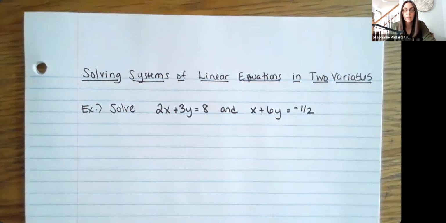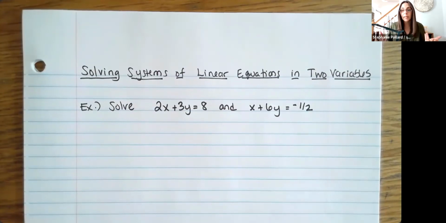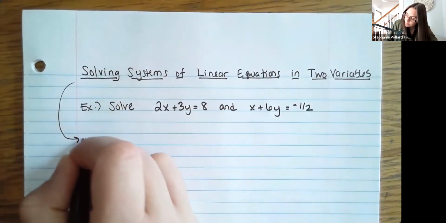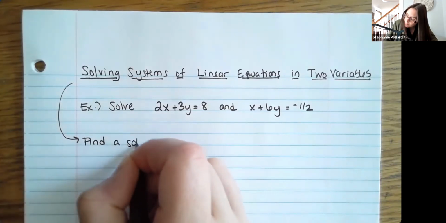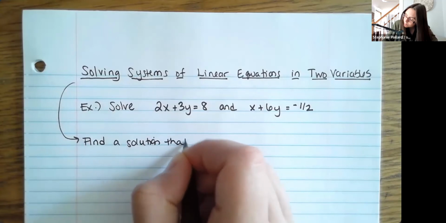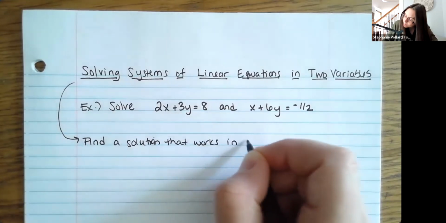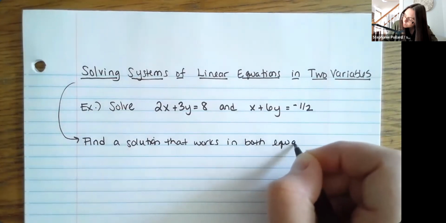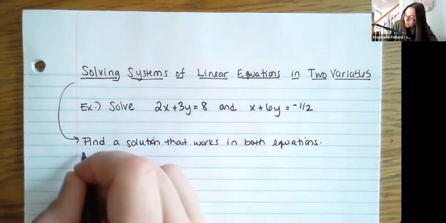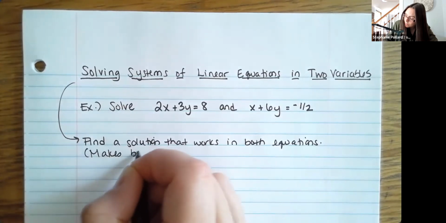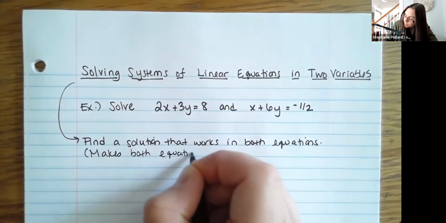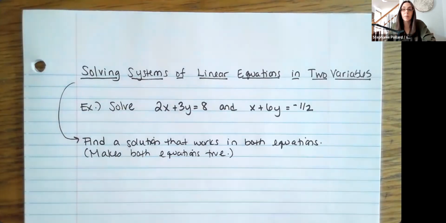So here's one system in two variables. You can see I'm using x's and y's here, and I have two equations. Again, a system contains more than one equation, and what's happening here is we want to find a solution that works in both cases. Okay, so it makes both equations true. And that's what it means to solve a system.